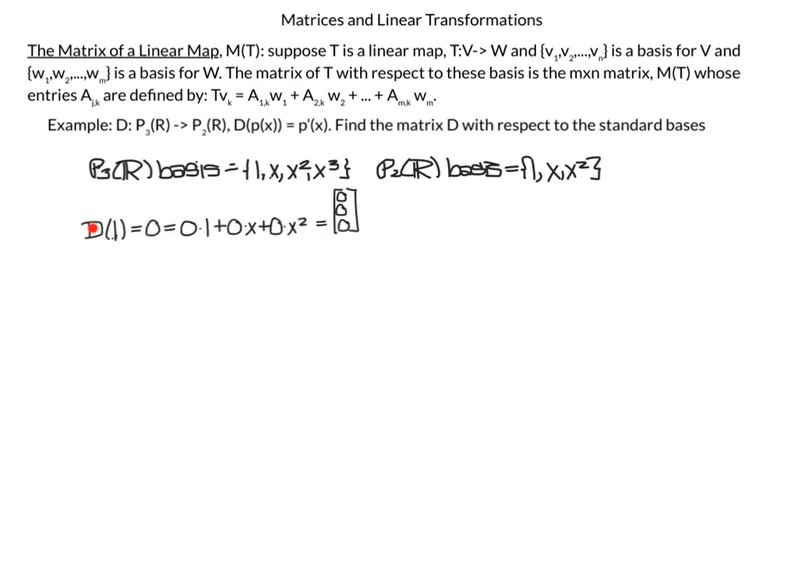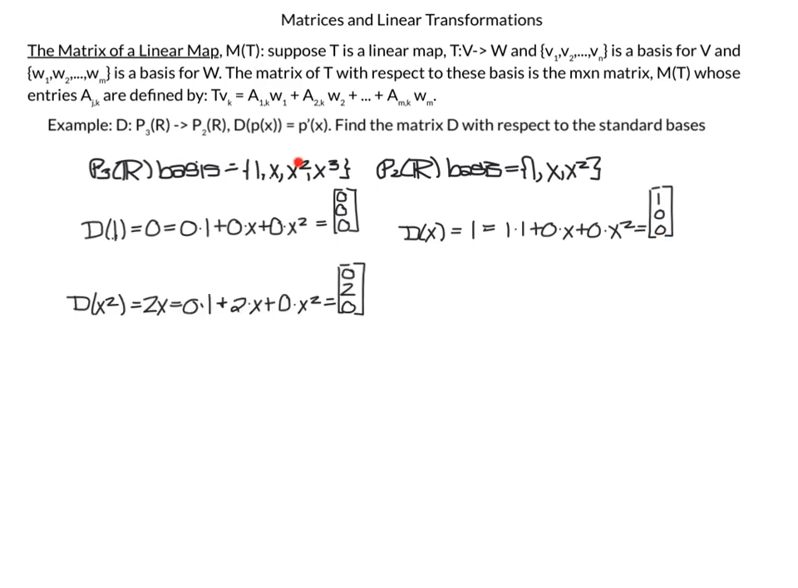We want to take the derivative of the function 1, and the derivative of 1 is 0. Writing that as a linear combination of our basis in P2, that's going to be 0 times 1 plus 0 times x plus 0 times x squared. So in other words, it's the vector 0, 0, 0. Next, we're going to take our transformation on the vector x. So the derivative of x is equal to 1. In terms of our basis vectors for P2, that's going to be 1 times 1 plus 0 times x plus 0 times x squared. So it's the 1, 0, 0 vector.